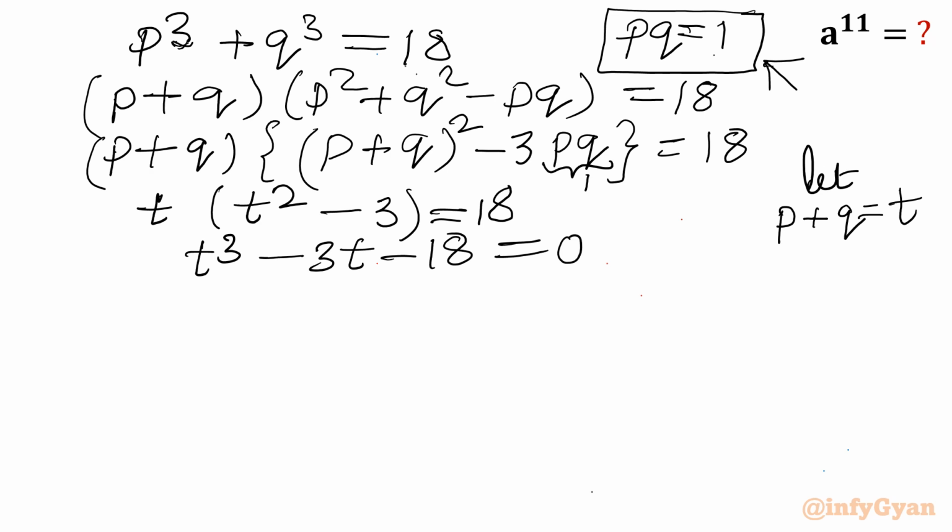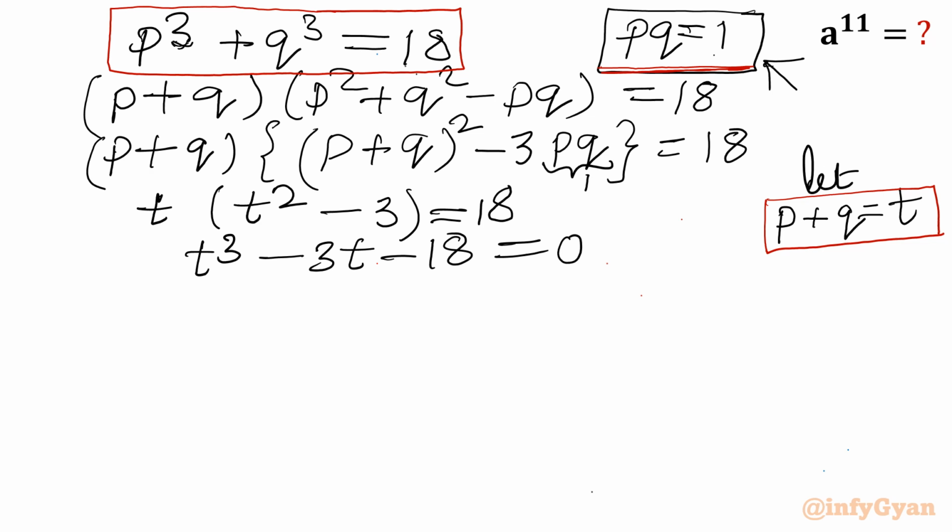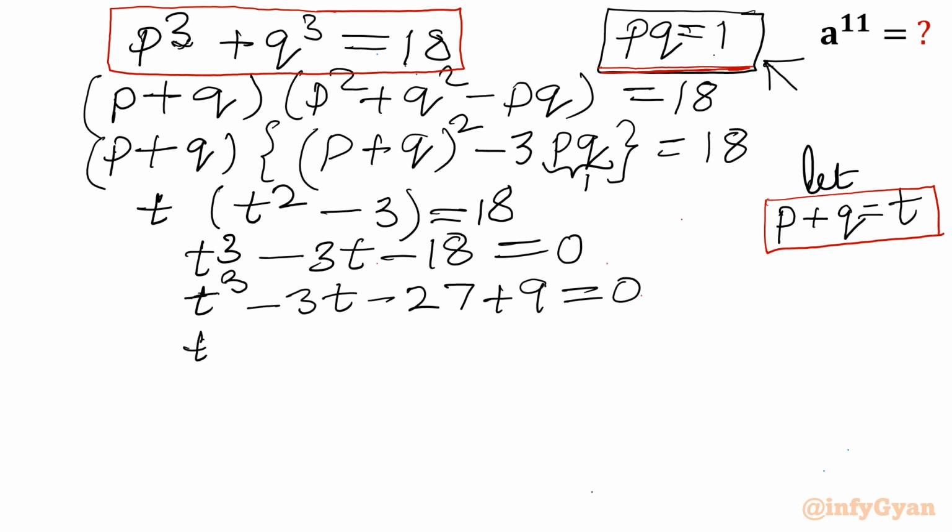This is one cubic equation. I will use the method of factorization. So T cube minus 3T minus 18, I will be writing minus 27 plus 9. Now 27 is 3 cube. I will write T cube minus 3 cube, then it is minus 3T plus 9 equal to 0.